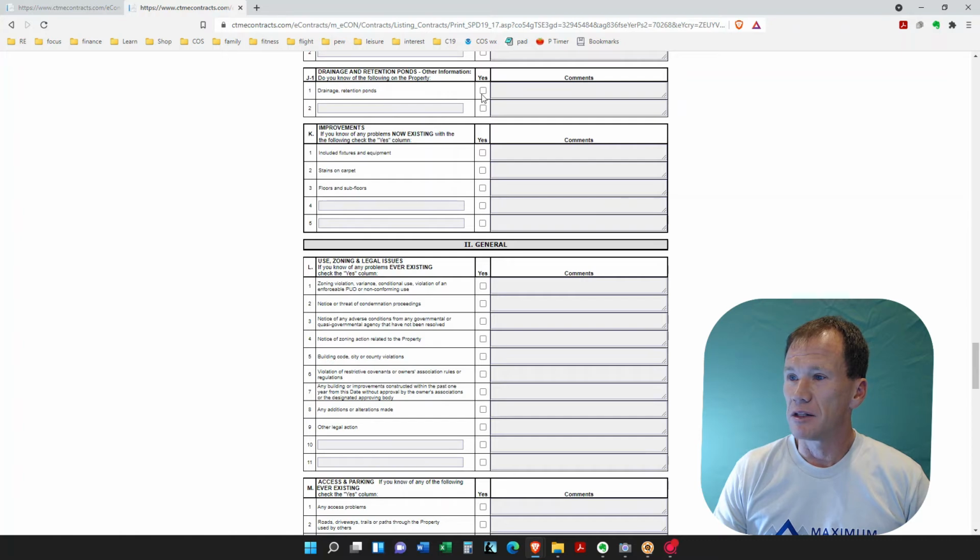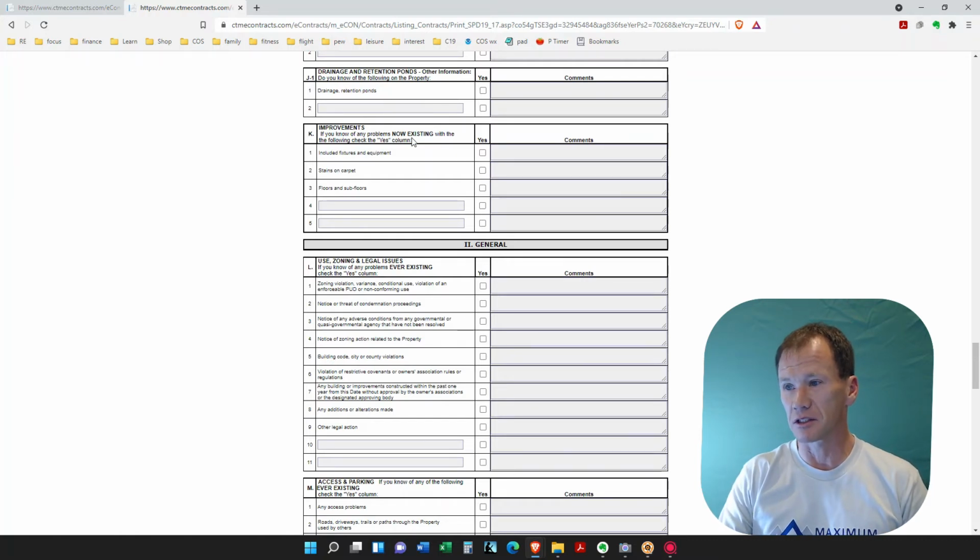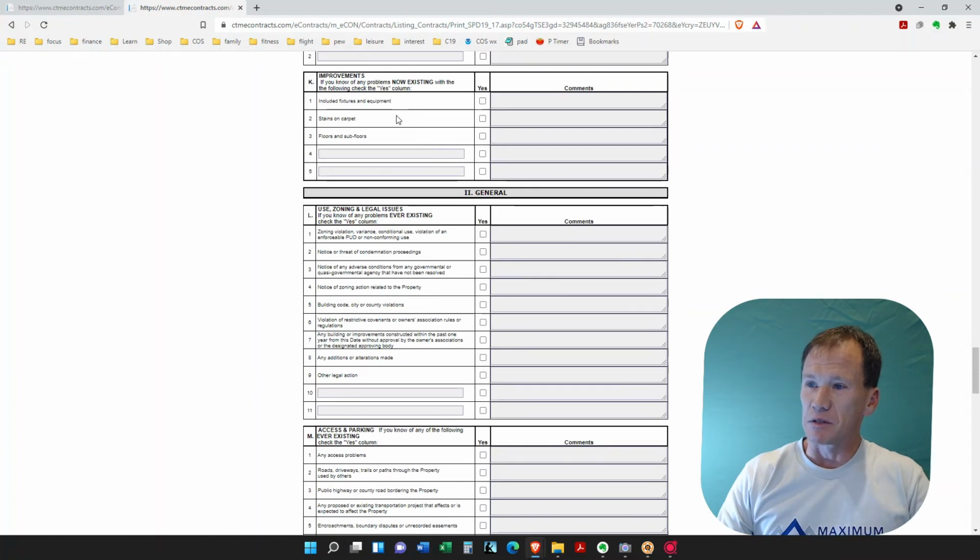Drainage retention ponds. Are there any drainage or retention ponds on the property? If so, check yes. Any problems now existing with any of the following? Any included fixtures or equipment? So anything you're including, that might be an inclusion that's not part of a standard appliance, but there's a problem with it, check it. Any stains on the carpet?